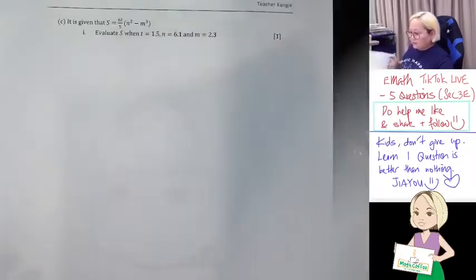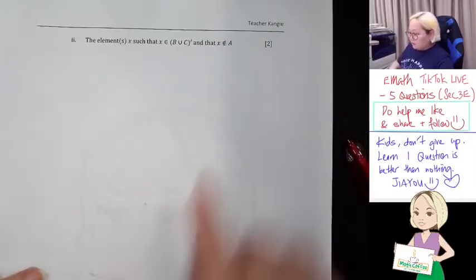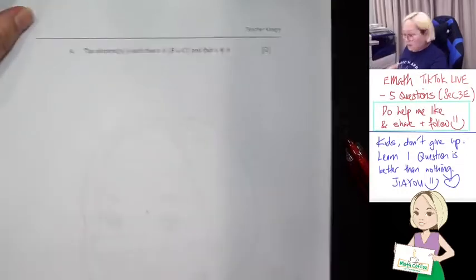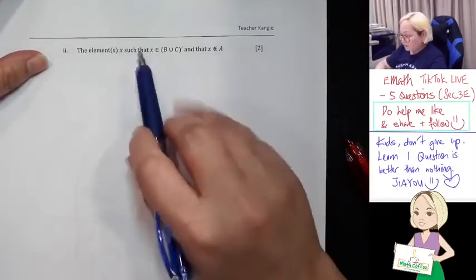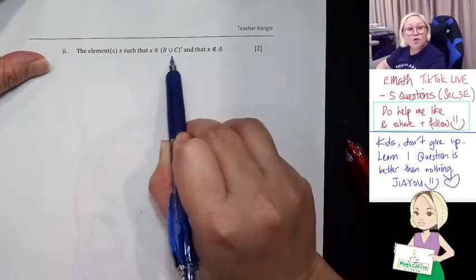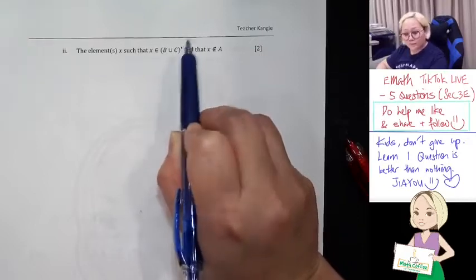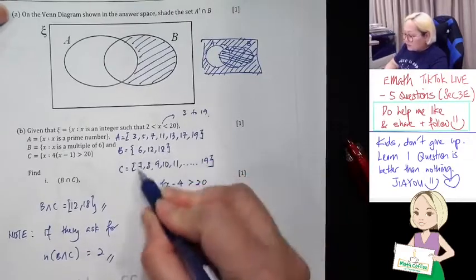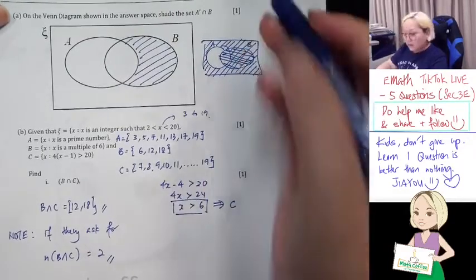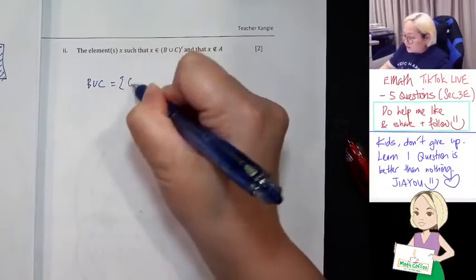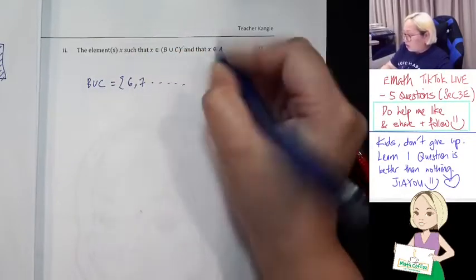The next one is even tougher, although it's just 2 marks. So let's take a look. They say the element x such that, you need to know how to read. x is an element of B union C prime. B union C means B together with C prime. Agree? So B and C, I will do this. B union C actually is 6, 7, all the way to 19.